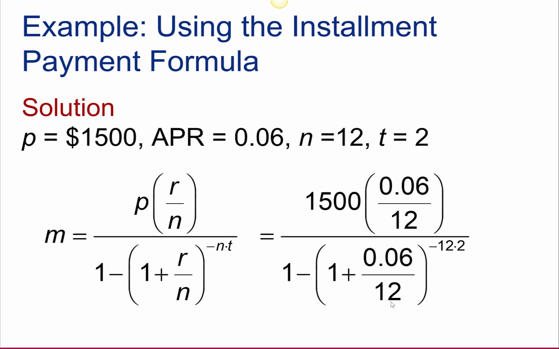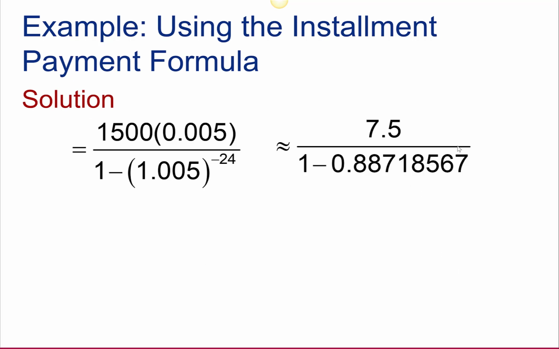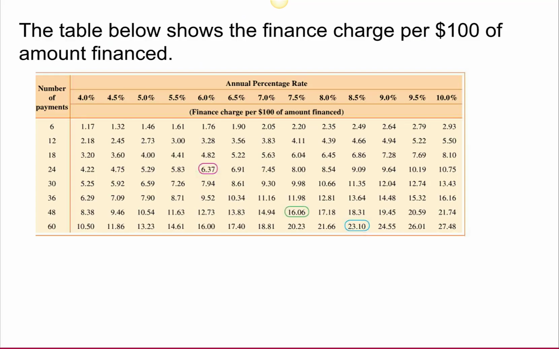I took the 0.06 divided by 12 plus 1, and then I simplified the exponent. And then in the numerator, I went ahead and multiplied. I get 7.5. And in the denominator, I took my 1.005 and raised it to the negative 24th power. And you notice you're always going to get a number here that's less than 1 because you have to subtract it from 1. So that was my next step. And then finally, I divide the numerator by the denominator, and I get a monthly payment for Kristen of $66.48.